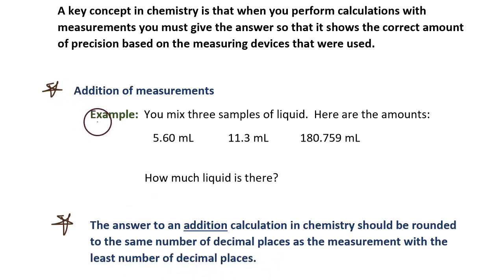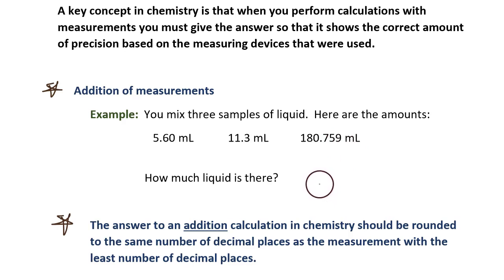Let's discuss this example to make sense of that. You mix 3 samples of liquid, and here are the 3 amounts. The first is 5.60 milliliters, next 11.3 milliliters, and last 180.759 milliliters. How much liquid is there in total?